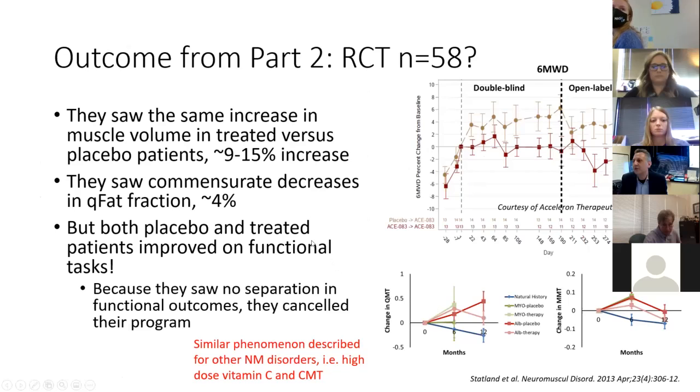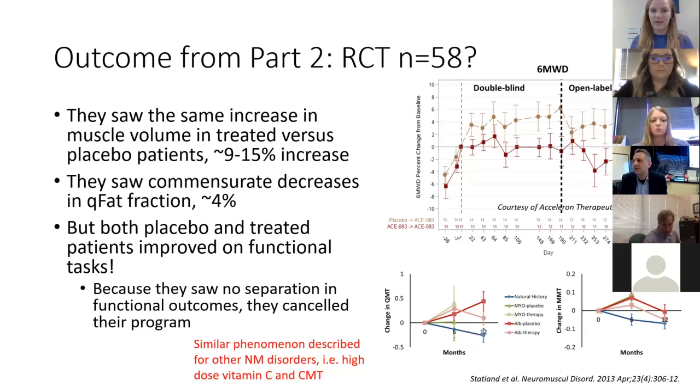In part 2, and this was 58 individuals who entered this, half were in the biceps, half were in the TA, they saw the same increase in muscle volume. When you compared treated people to people who had the placebo, there was about a 9 to 15% increase in the muscle volume that you didn't see in the other ones. This was significant in the population. And so the drug reached its target and it made the muscles larger.